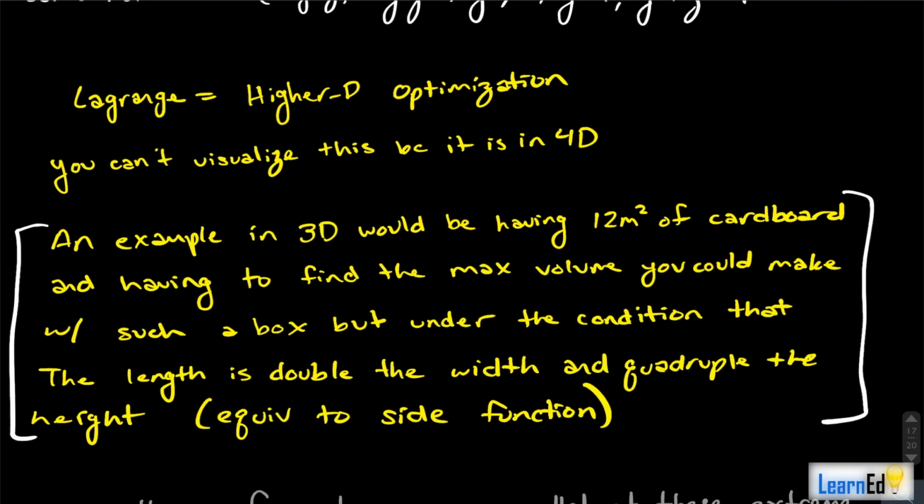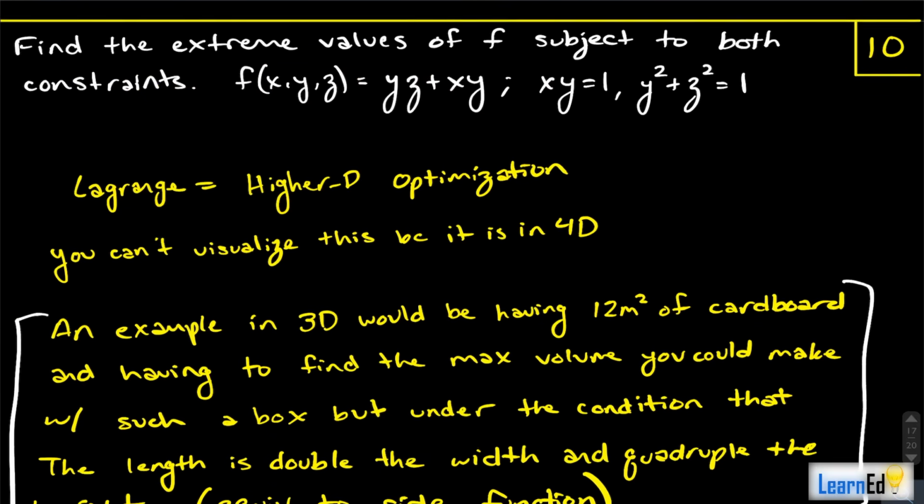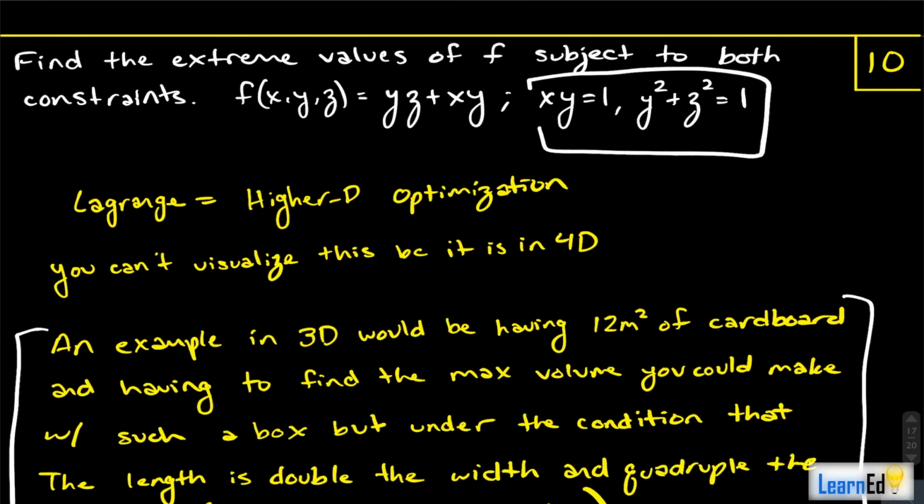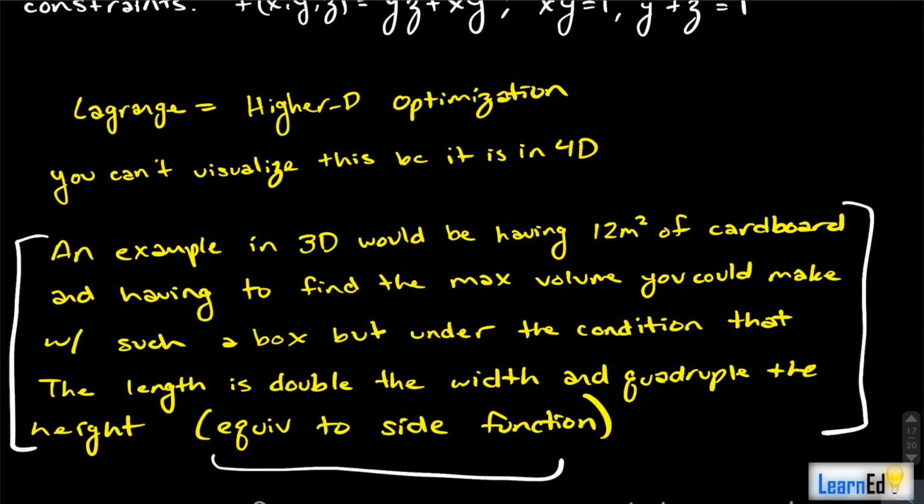An example in 3D would be having 12 meters squared of cardboard. Okay, so you've got 12 square meters of cardboard, and you have to find the max volume that you could make with such a box, but it's under a condition. Okay, and this is like the whole Calc 1 optimization stuff. It's under the condition that the length has to be double the width and quadruple the height. Okay, this is the equivalent to a side function. In this case, we have two of these side functions right here. Okay, so we have two constraints.